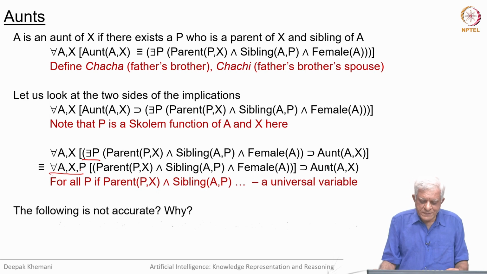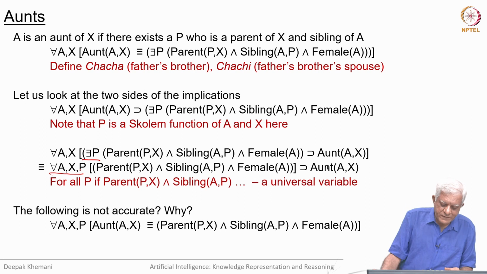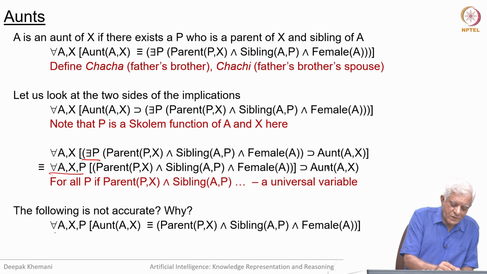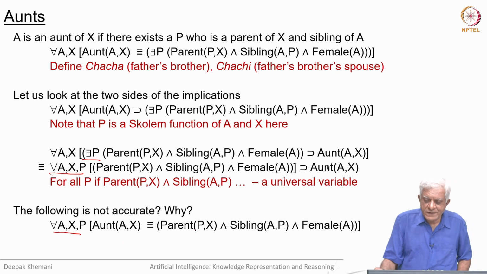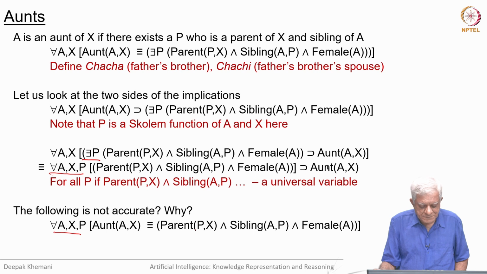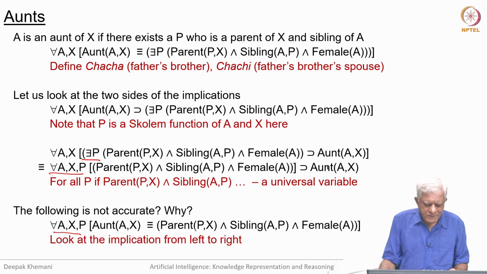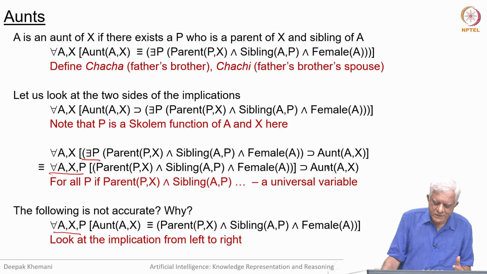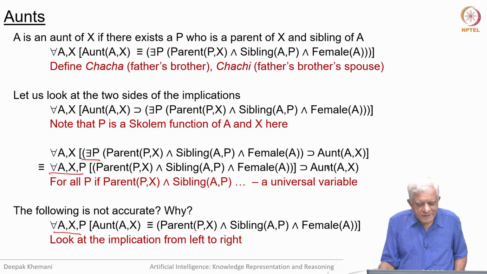The following would not be accurate, that if we simply said for all A, for all x, for all P, aunt A x is equivalent to those three facts that we were talking about. To verify that, you should look at the implication from the left to the right. What does it mean if we were to say that essentially? For one thing, it would say that for all P, P is a parent of x. Now, you do not want to assert something like that.